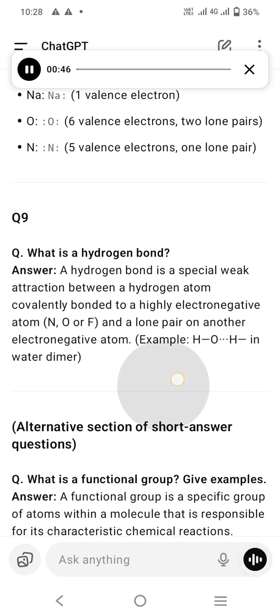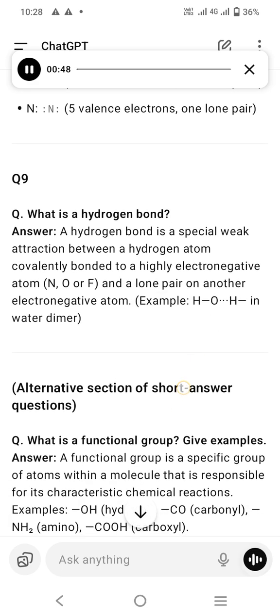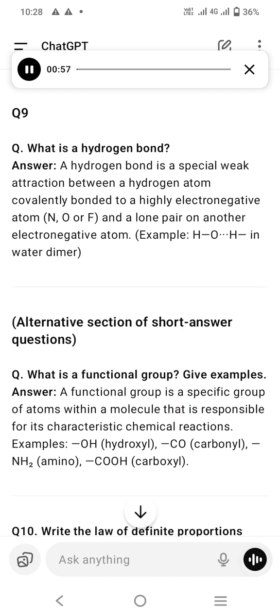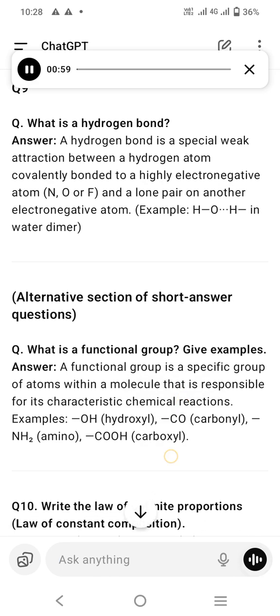Q9. What is a hydrogen bond? Answer: a hydrogen bond is a special weak attraction between a hydrogen atom covalently bonded to a highly electronegative atom, N, O, or F, and a lone pair on another electronegative atom. Example: H2O...HOH in water dimer.